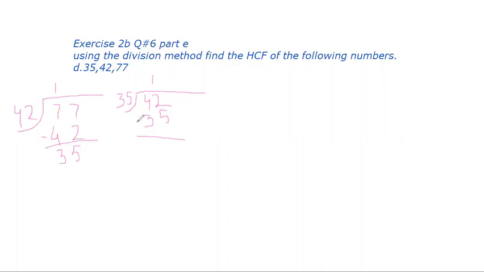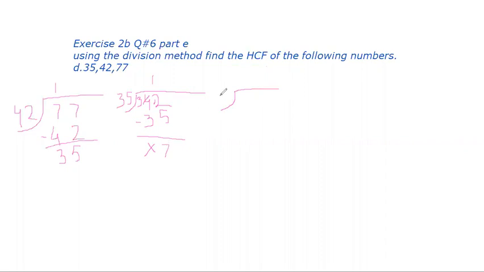Now subtract 5 from 2. We can't subtract, so we will borrow one from this 4, and 4 will reduce to 3. 2 will become 12. Now subtract 5 from 12, it will give us 7. 3 minus 3, 0. Our remainder is 7. Again we have to repeat the division process.